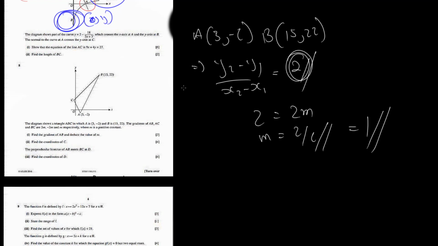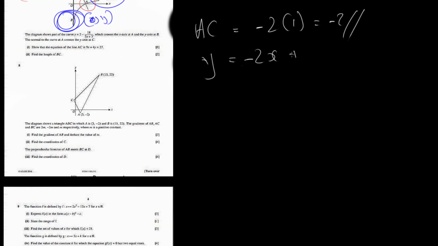Find the coordinates of C. Okay. We know that m is equal to 1, and we know from the question itself that the line A to C has a gradient of minus 2m. So minus 2 into 1 is equal to minus 2. Minus 2 is the gradient of the line A to C. So therefore y is equal to minus 2x plus c. I'm simply using my equation formula, y is equal to mx plus c.